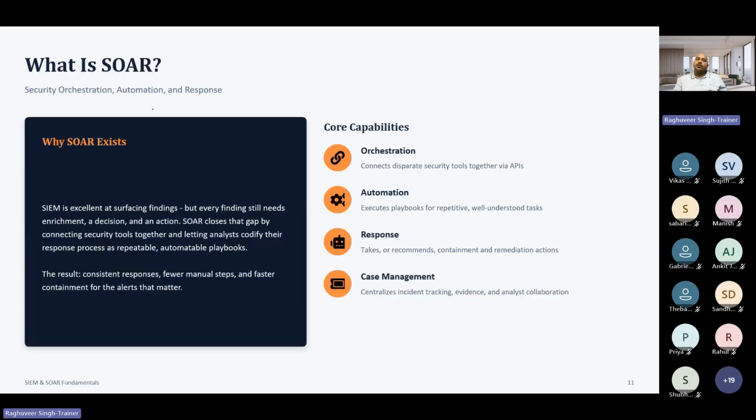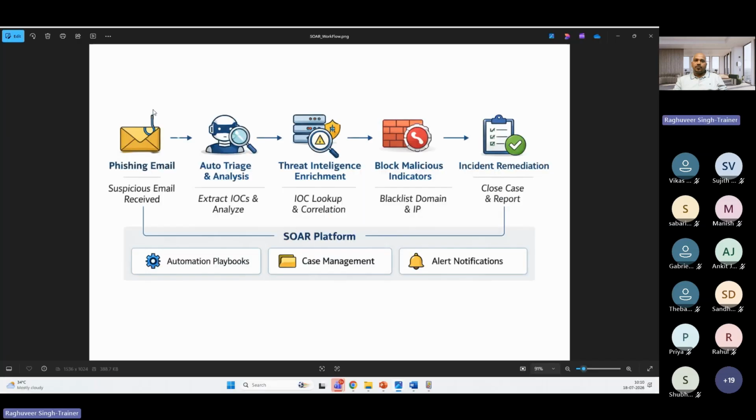Okay, now let's talk about what is SOAR. Before we talk about SOAR, let me see if there is any question from any participant so far, because this completes the fundamentals for SIEM. Before we move on to SOAR, Raghuveer has one question.